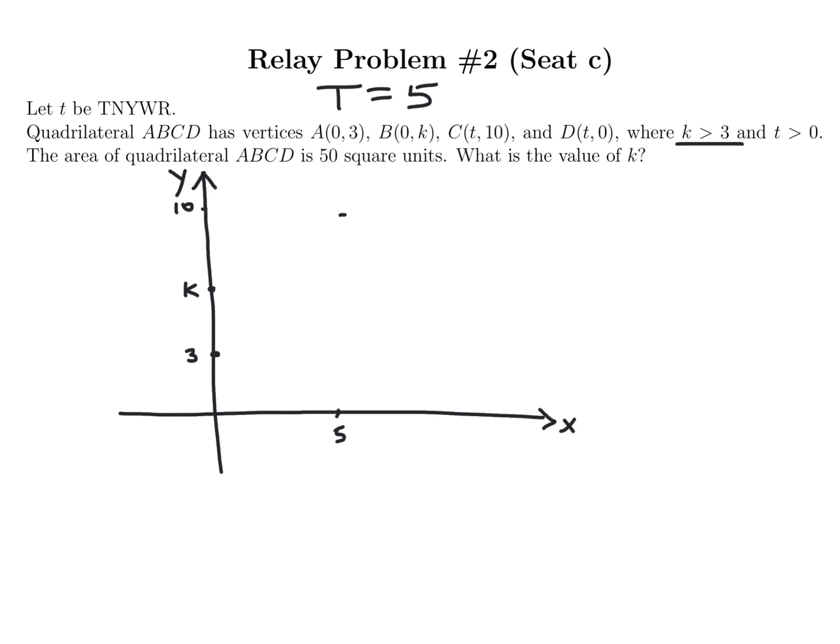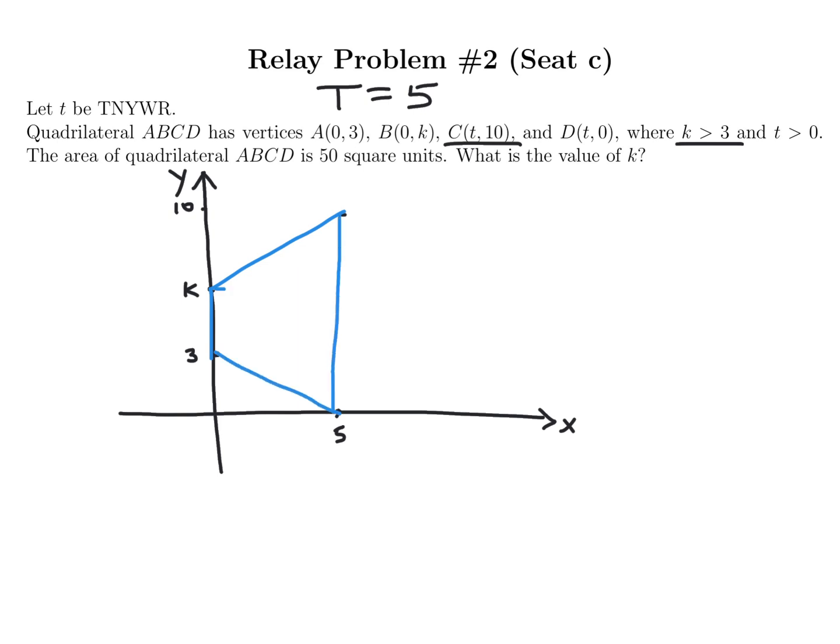That's interesting. It tells me k is greater than 3, but does it tell me what k is less than? That I don't know. Okay, let's just do it this way. If it works out, great. If it doesn't, I'll have to put this C somewhere else. And then D is (T, 0), so that's just down here. Okay, let's connect the dots. So this is my quadrilateral.